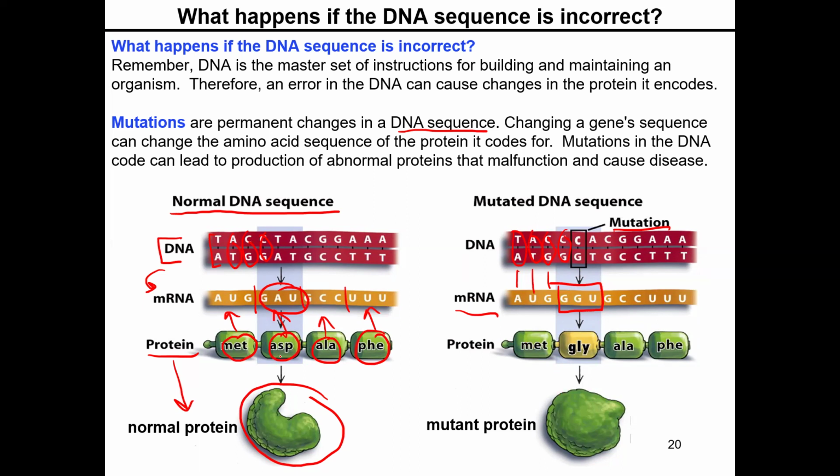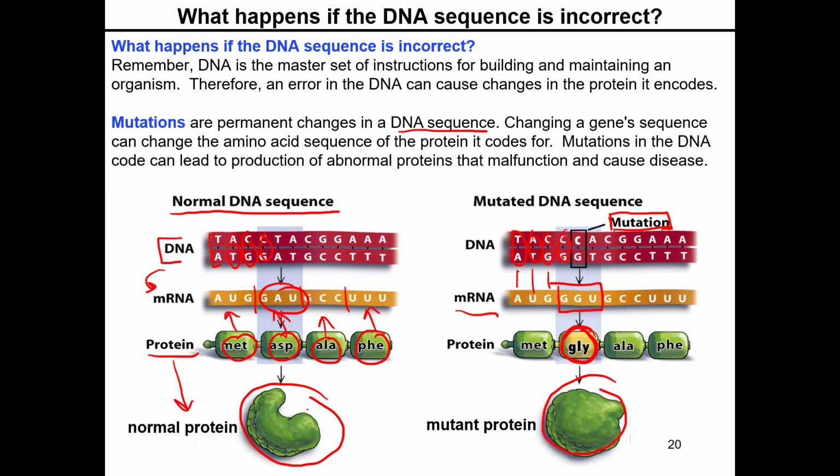So that means instead of our ASP that we want, we now have something completely different because we've placed an incorrect amino acid, because our message was telling us to make this because they got it from our DNA and it had a mutation. So there was a change in that sequence. So now instead of MET, ASP, ALA, and PHE, we have MET, GLY, ALA, and PHE. So again, we have this amino acid that is not supposed to be here. And now you can see it's going to create a completely different protein.